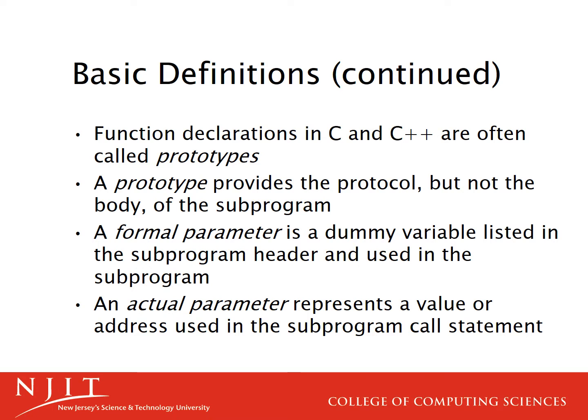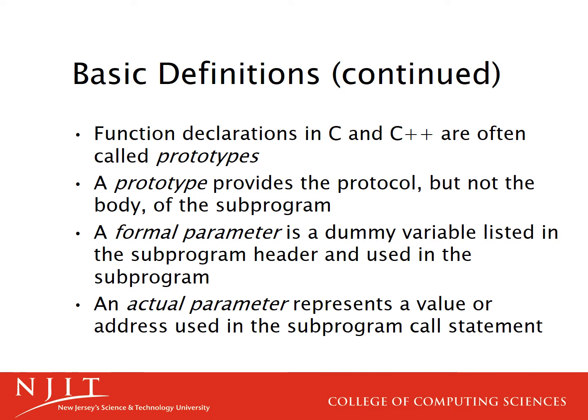When functions take arguments, we say that those arguments are the formal parameters to the function. So if I say some function named f that takes a parameter int x and int y, x and y are the formal parameters, the dummy variable names that are used inside the subprogram. When you call a function, though, you're not giving it x and y, you're giving it some values for the parameters. Those are the actual parameters.